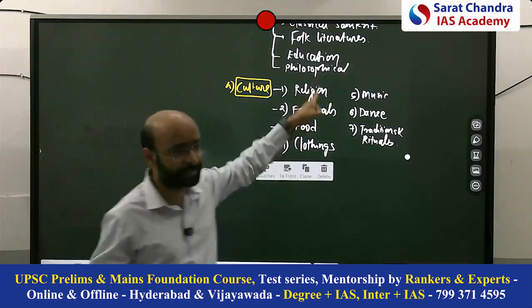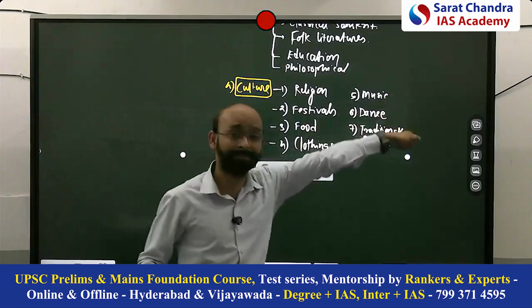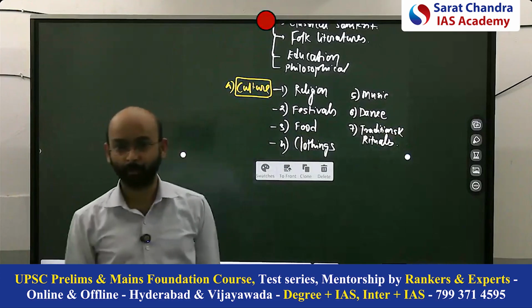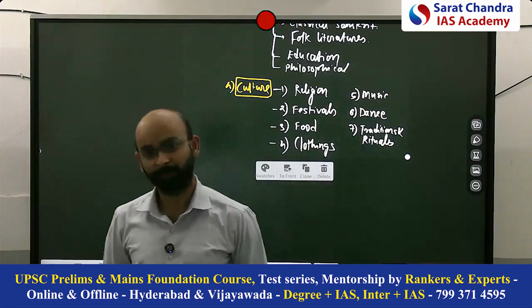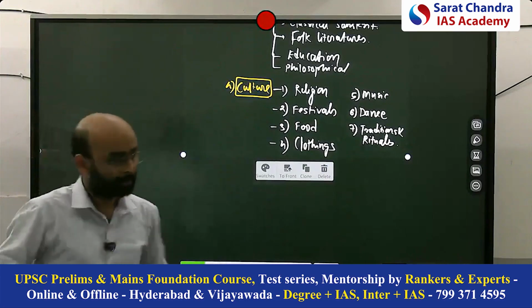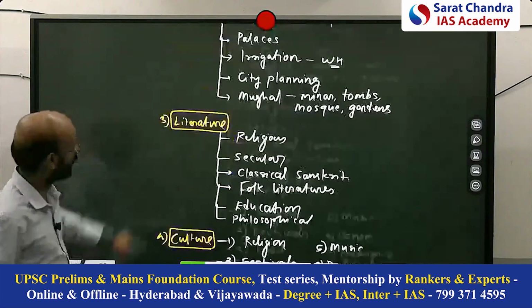And for specific examples, when you are preparing art and culture, try to search for specific examples in these dimensions. If you are not able to do that, just type in ChatGPT and ask it to give examples for this. It will give you. Okay, so this way you can create the points for art and culture.